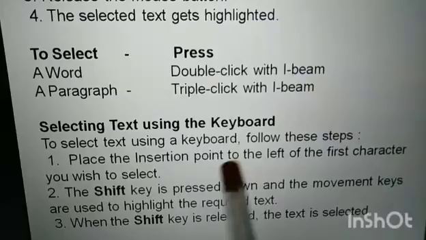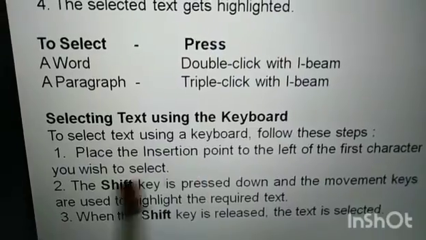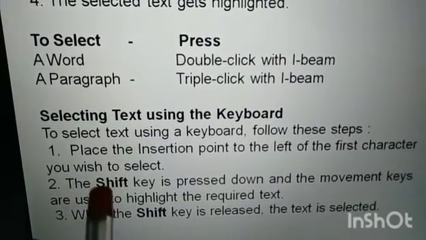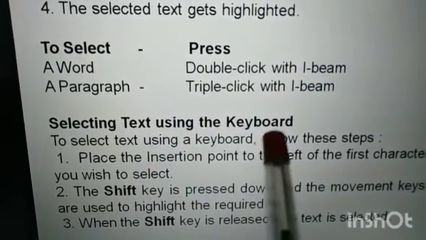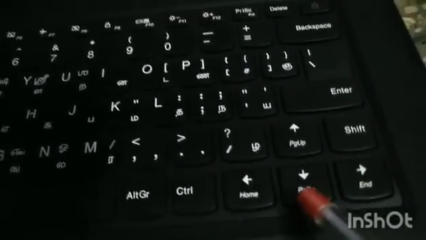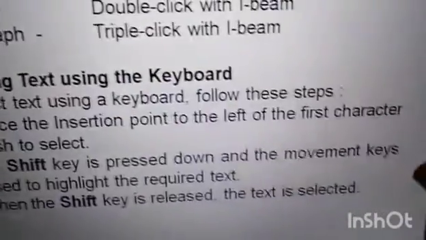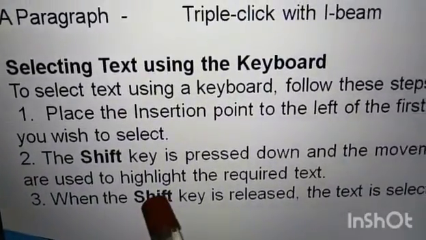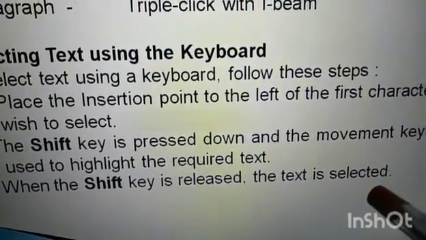Place the insertion point to the left of the first character you wish to select. Then you have to use the shift key. Here is very important. If you select the text using the keyboard, you have to use the shift key and also the arrow keys. So the shift key is pressed down and the movement keys are used to highlight the required text. When the shift key is released, the text is selected.